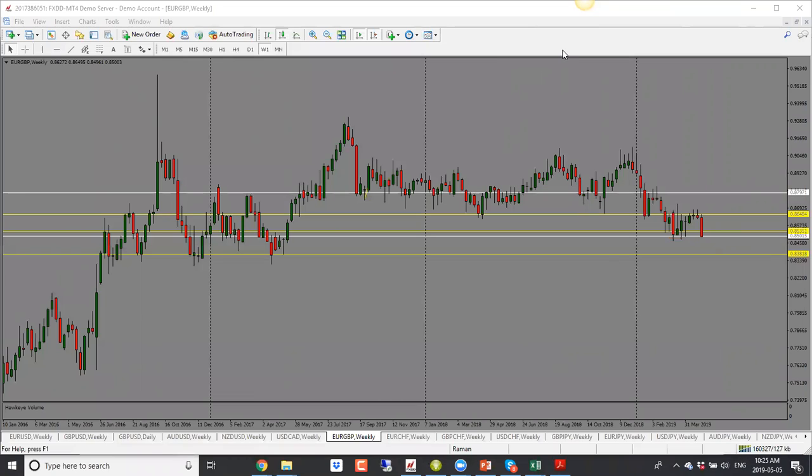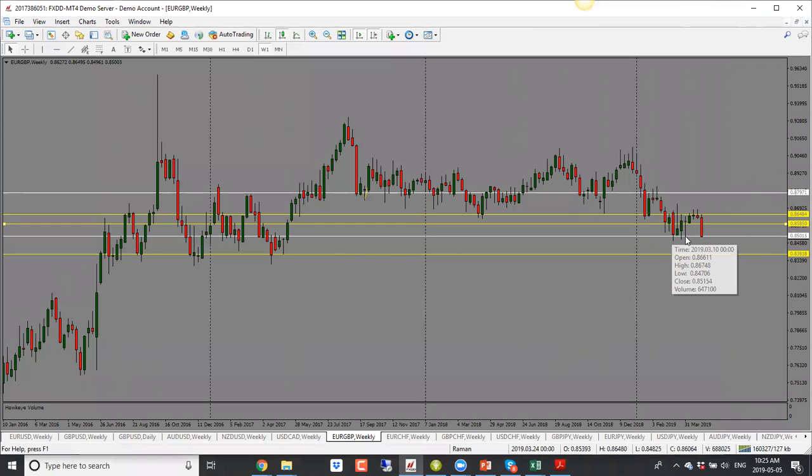And in terms of the pullback, we could either see a pullback into the 0.8535 level or higher into the 0.8580 level. So do watch out for that. But bias is bearish for euro pound. And if it breaks the support, then the target is 0.8380.